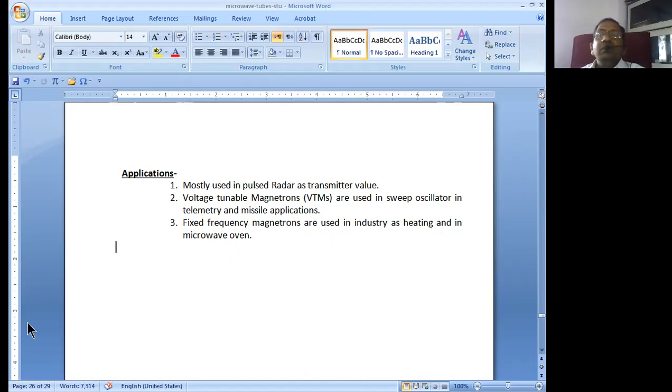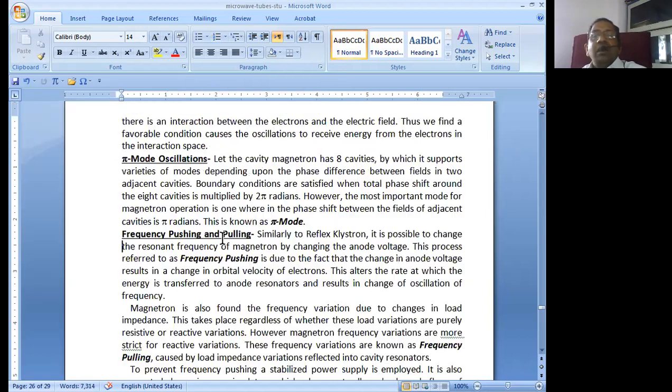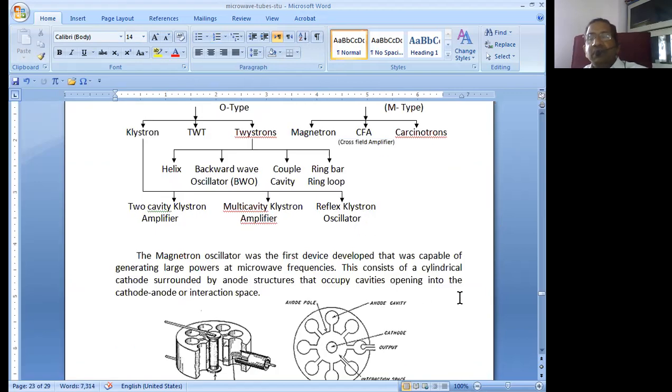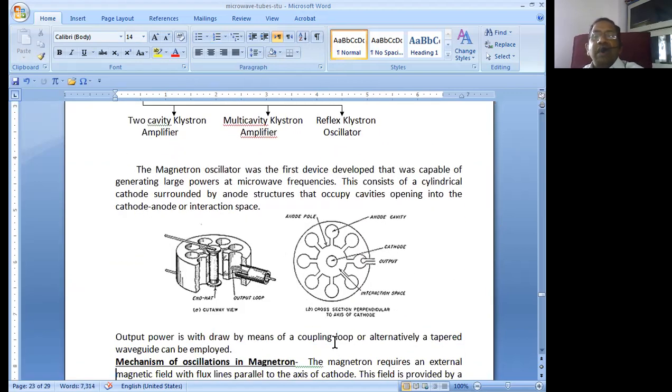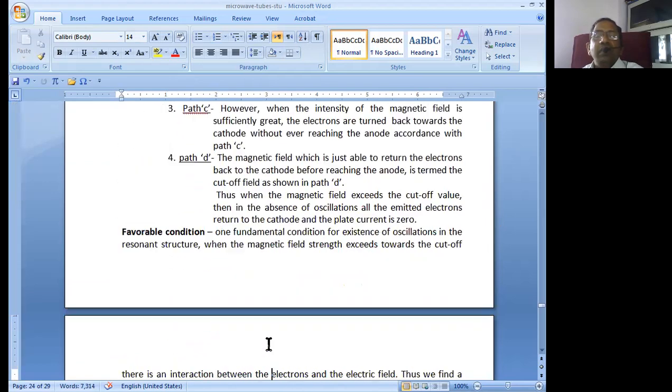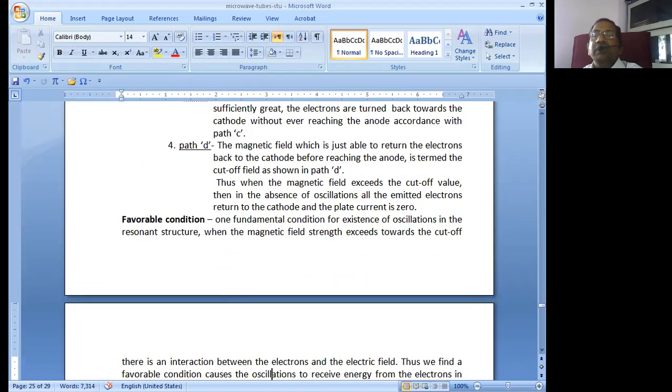So these are the basics, extra things, and underlying concepts in the magnetron. Keep in mind, in the examination you compulsorily have to draw the diagrams. What diagrams do you have to draw compulsorily in the exam for the magnetron? You have to draw this diagram, which is the constructional diagram, the schematic diagram of a magnetron, top view. This you have to draw compulsorily. And you have to explain the operation with the help of this kind of diagram, and try to explain the favorable condition of oscillations.